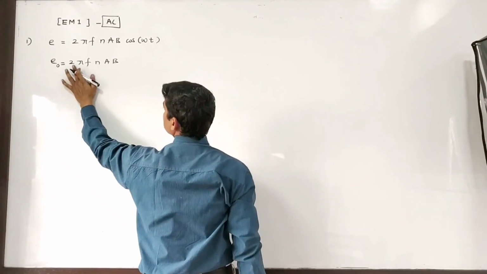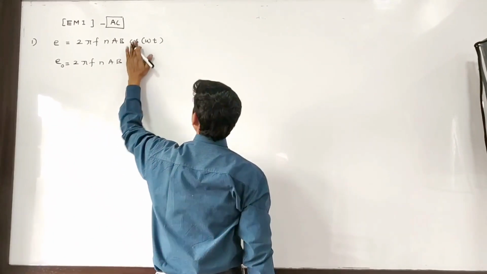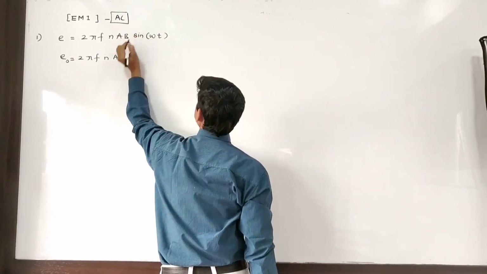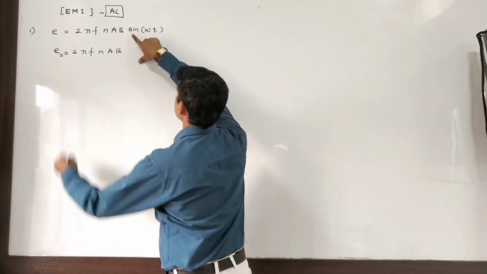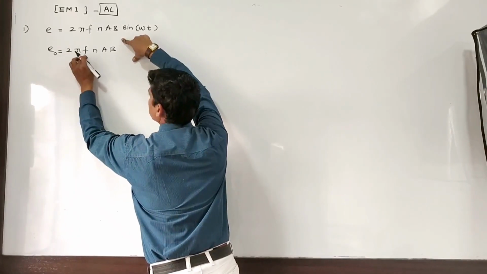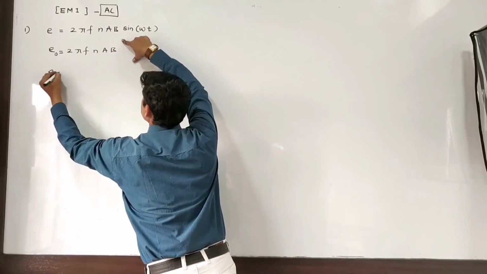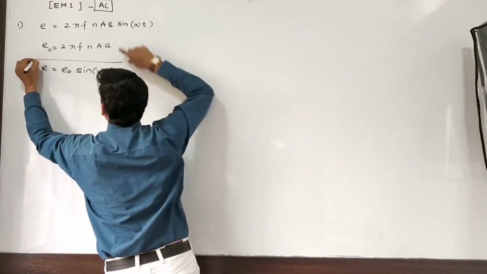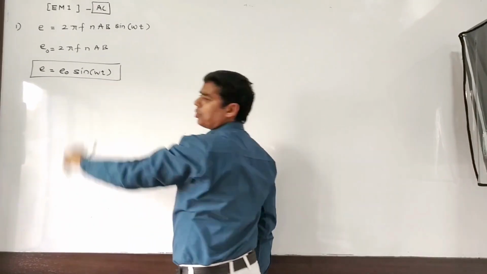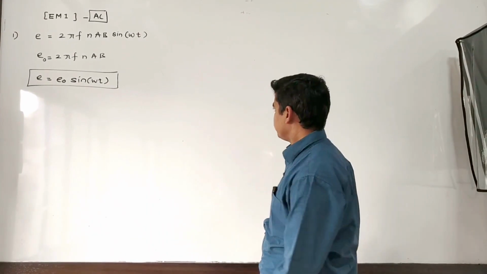So E0 is equal to 2 pi f NAB, or we can also write sin omega t; sin omega t we can also take. So E is equal to, if we substitute E0 equal to 2 pi f NAB in this equation, E equals E0 sin omega t. This is the general formula for EMF induced in a coil rotating in a uniform magnetic field.